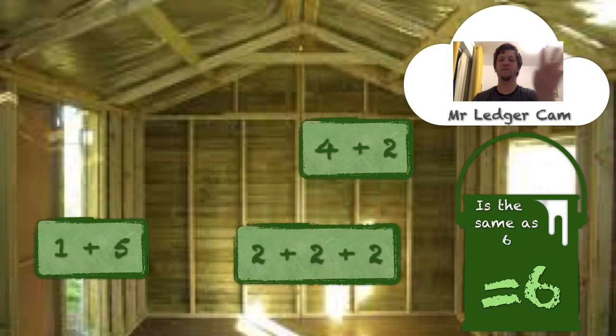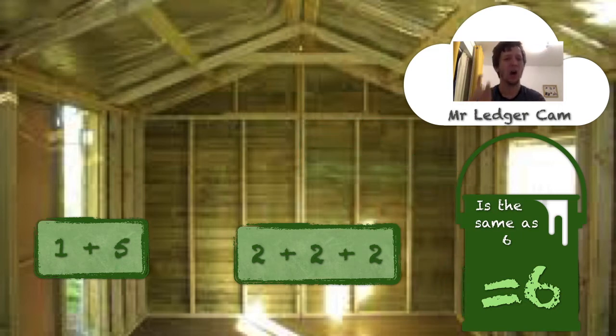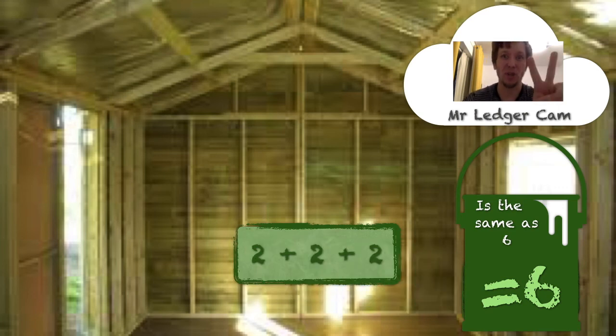Wonderful. 4 and 2. Hang about. We did 2 and 4 before, didn't we? If 2 and 4 is the same as 6, 4 and 2 is the same as 6. 1 and 5. Oh, we already had 5 and 1. 1 and 5 is the same as 6. 2 and 2 and 2. Ooh, 1, 2, 3, 4, 5, 6. 2 and 2 and 2 is the same as 6.